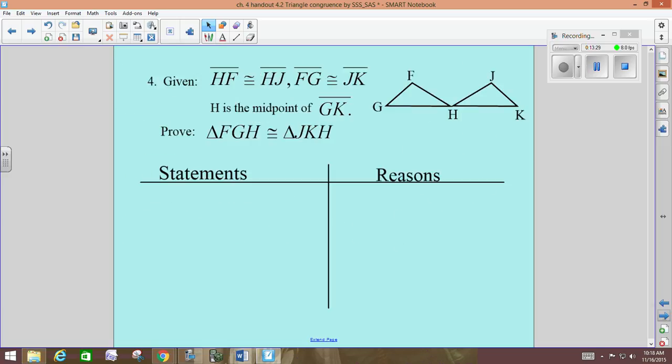Most of you already flipped it over. Go ahead and copy down your given on number 4 and see what you can come up with. See if you can prove that proof.